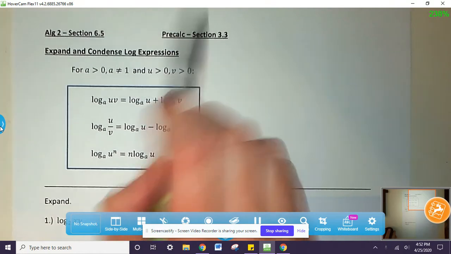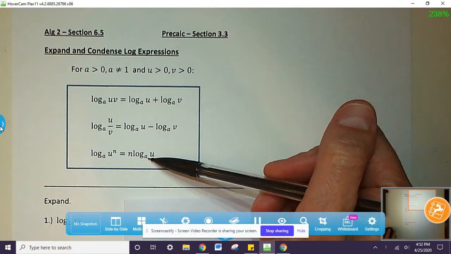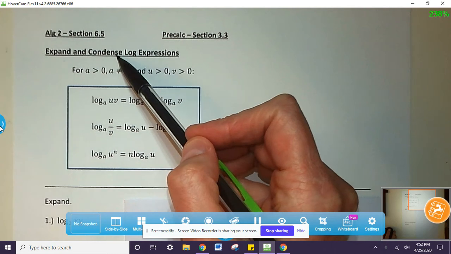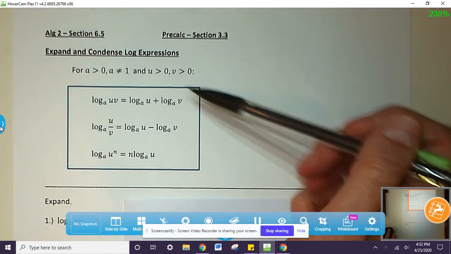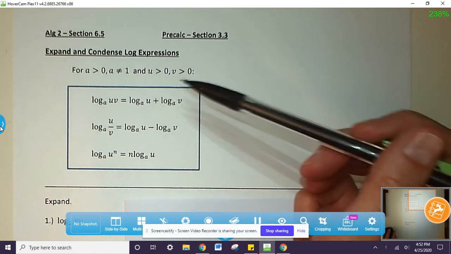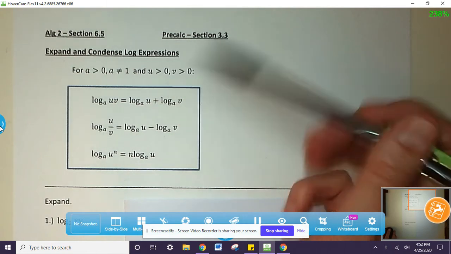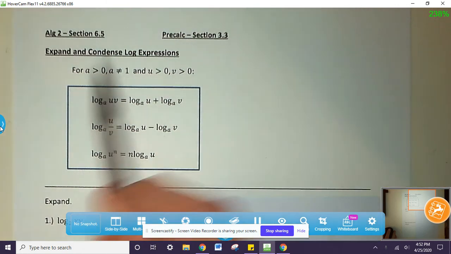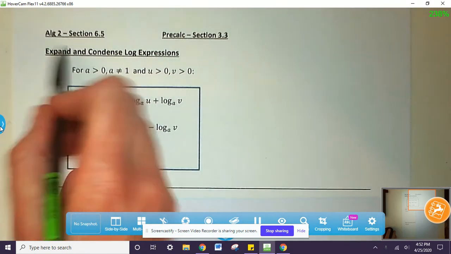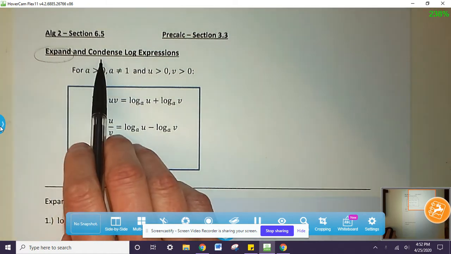And what we're going to be looking at are properties of logs that we can use to expand and condense logs. Algebra 2 got a preview of this in the last lesson, but I'm going to review the preview with you because I think it's worthwhile since it's the first time you're seeing this. If you're in pre-calc, you haven't seen this since last year. So we're going to work today to expand logs, and then next lesson we're going to condense logs.